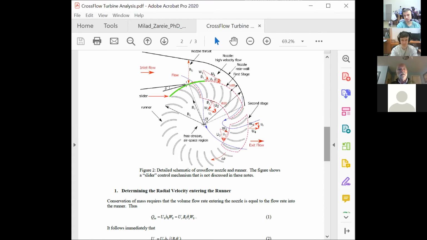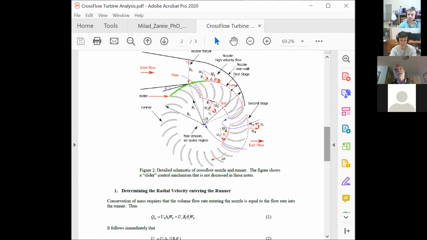So what we do is we start off with conservation of mass. What we say is that if we have an inlet flow coming into the nozzle, and we assume that the flow is steady, so it doesn't change with time, then the amount of water that is passing the throat of the nozzle per second is constant.